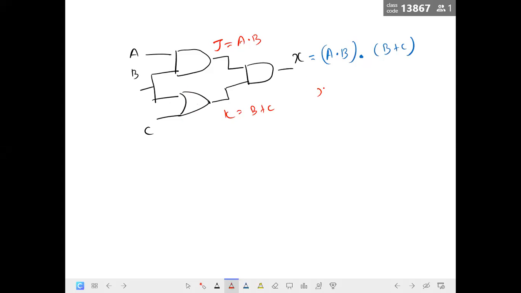Then you can write, first you can write X, the output of this AND gate, in J and K. Because this is an AND gate, we can write J and K. Then you can simplify, right? J equals A and B, and from here K equals B or C.